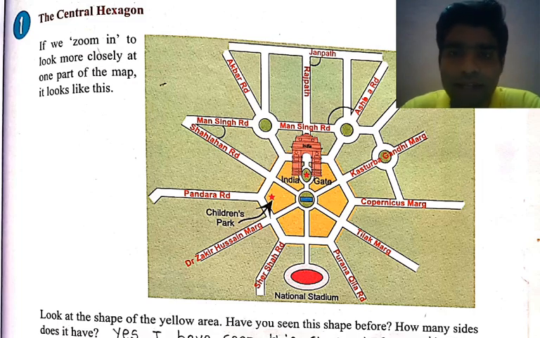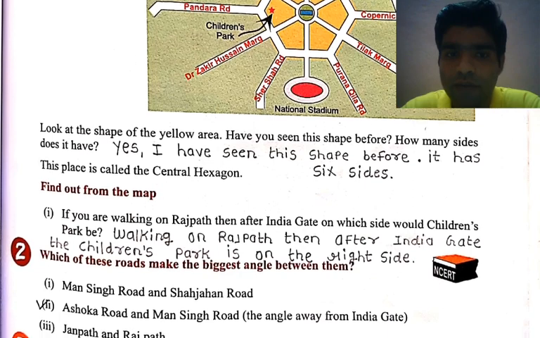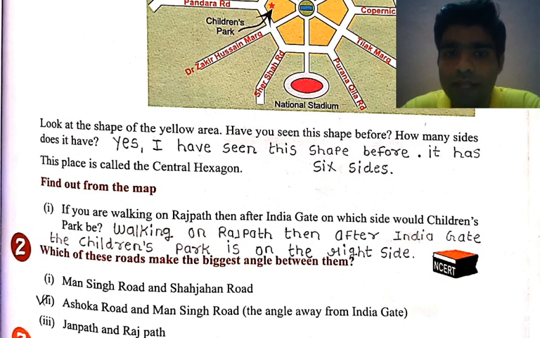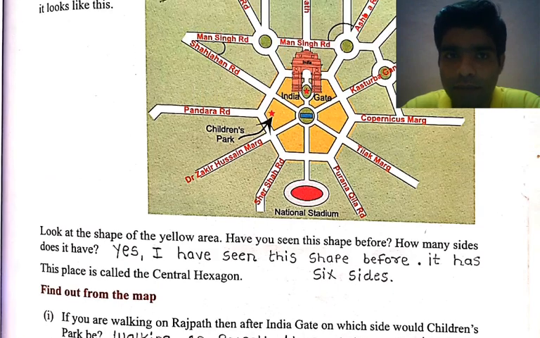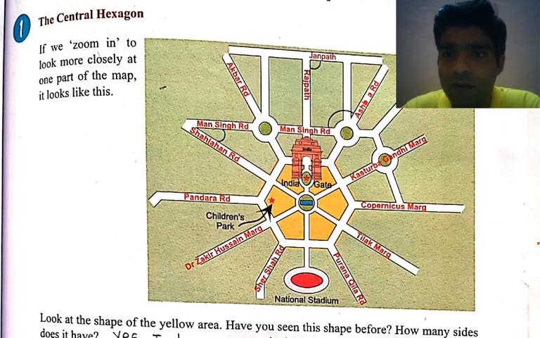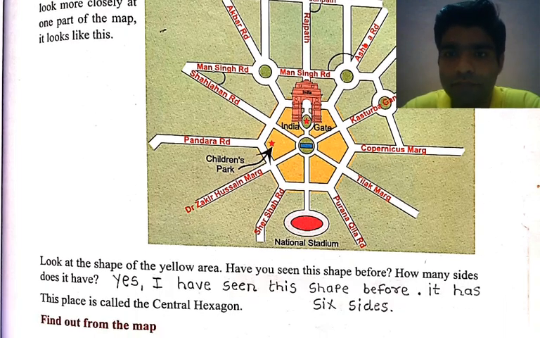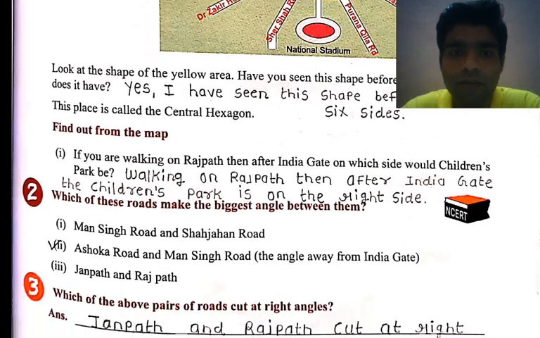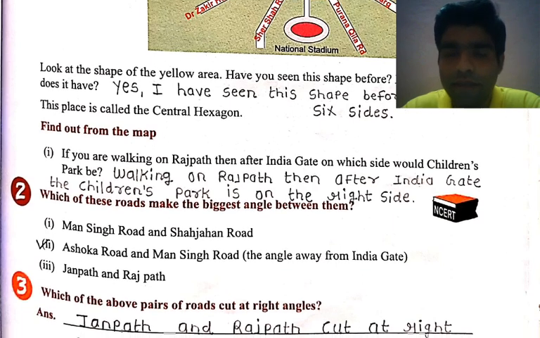It means your final answer is that Ashoka Road and Mansingh Road make the biggest angle between them. The smallest is Mansingh Road and Shahjahan Road. And the last one is Janpath and Rajpath. This is our biggest and smallest. So the second option is definitely correct: which of these roads make the biggest angle between them, Ashoka Road and Mansingh Road.